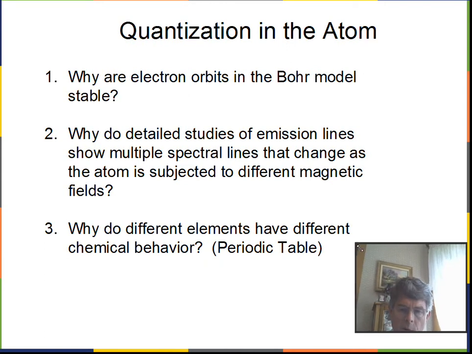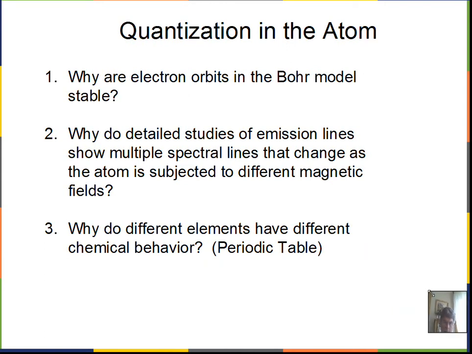Professor Clements with you as we consider more about the atom and moving on from the classical model of the atom, the Bohr model, onto the quantum mechanical model of the atom.